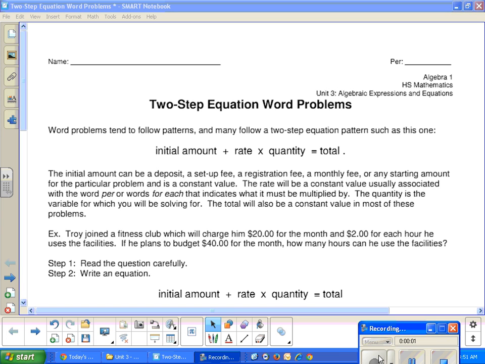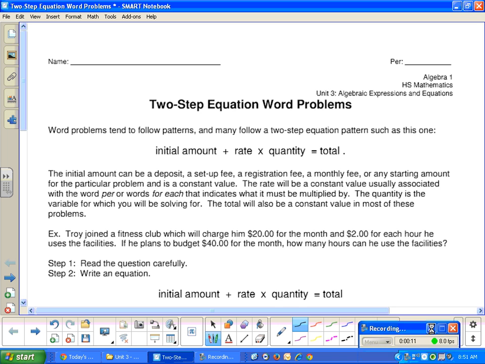Notice that it follows a pattern. There's a couple of specific things that we want to look for when we're solving word problems. Your initial amount is going to be a deposit, a setup fee, a registration fee, a monthly fee, any starting amount.